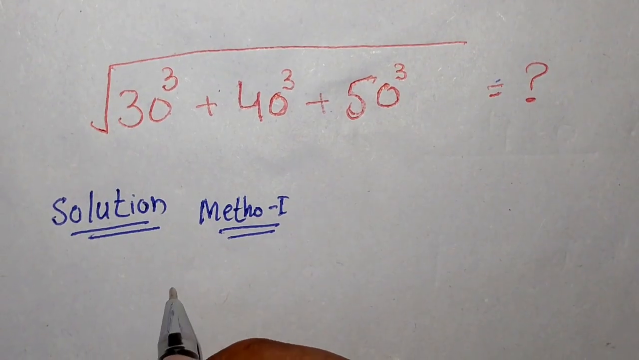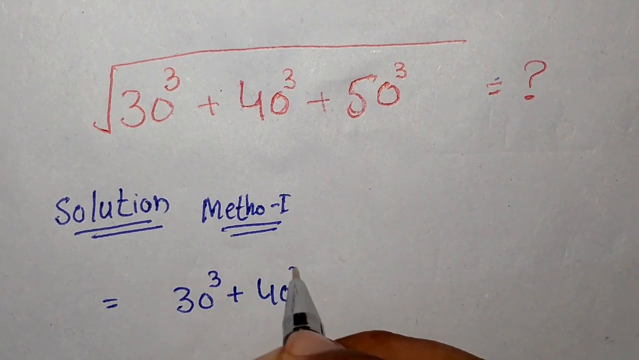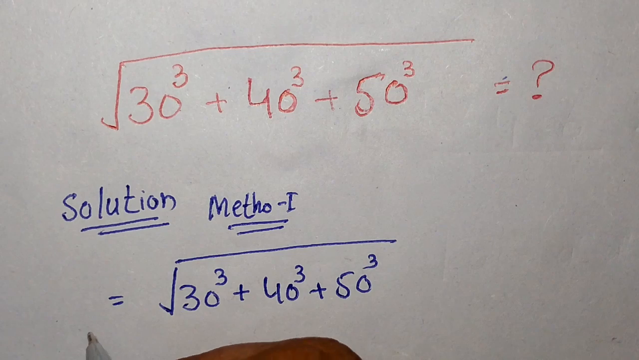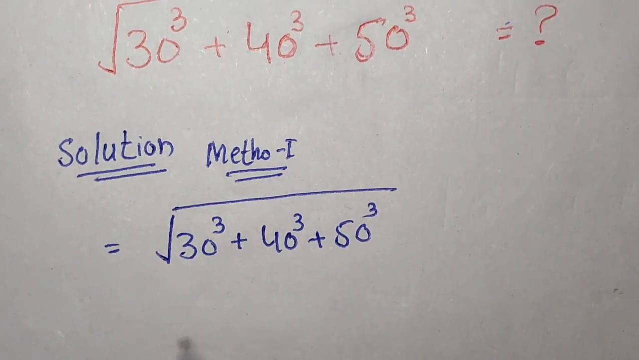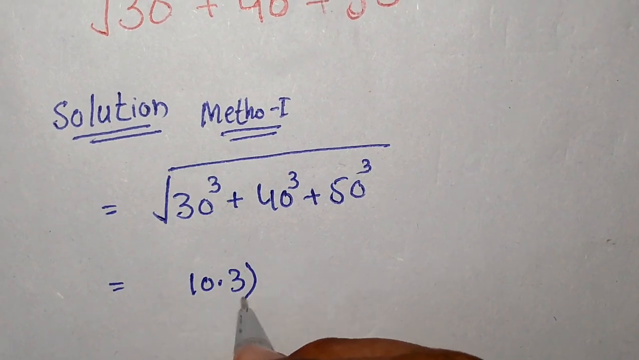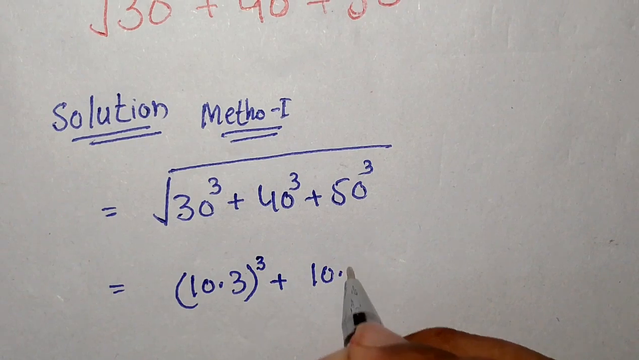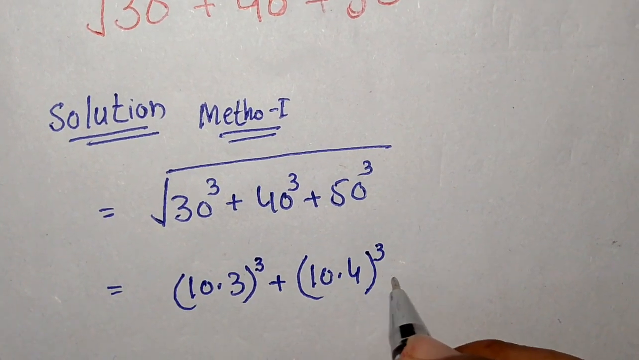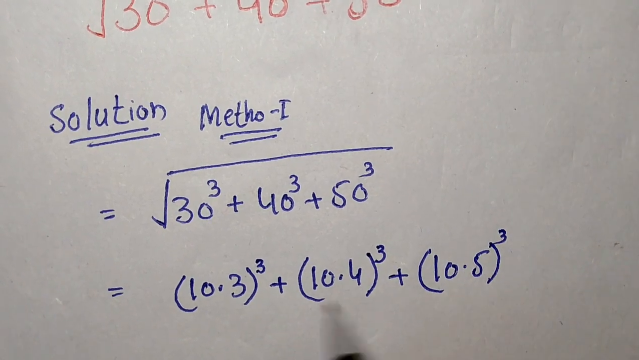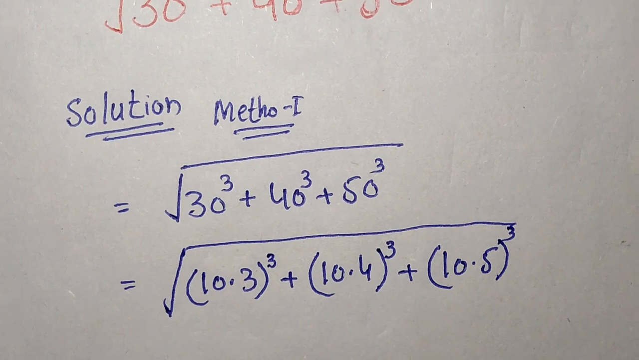The question is the square root of 30 to the power of 3 plus 40 to the power of 3 plus 50 to the power of 3. To solve this interesting question, we know that this 30 can also be written as 10 times 3, and to the whole power of 3, plus 40 can be written as 10 times 4 to the whole power of 3, plus this 50 can be written as 10 times 5 to the whole power of 3, square root.